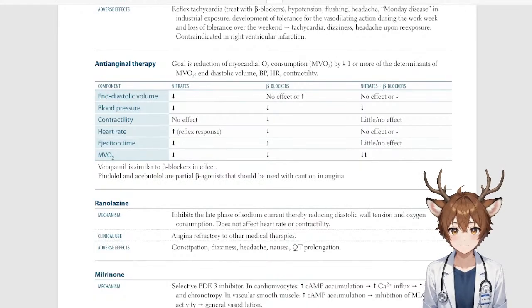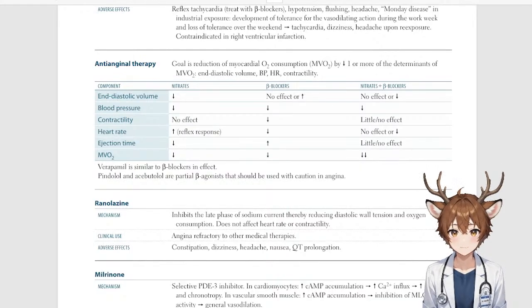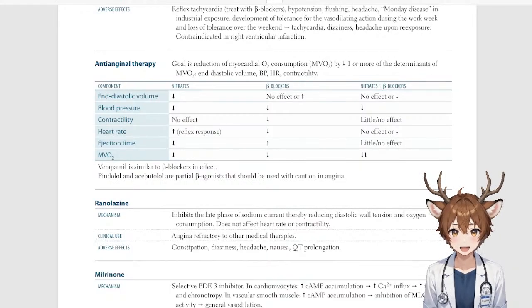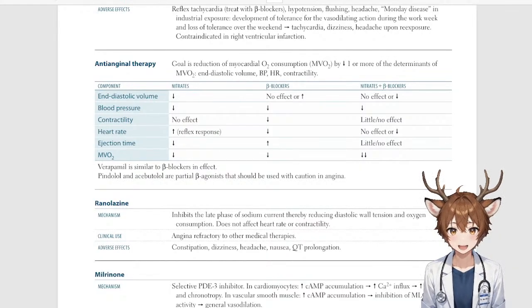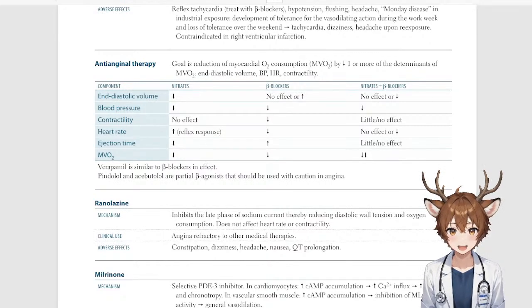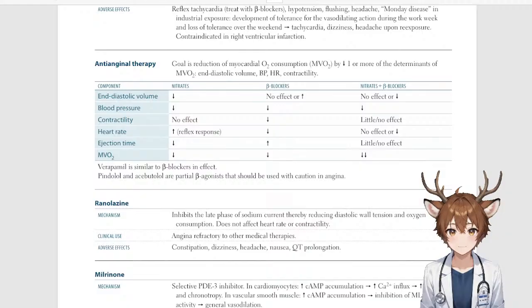What about nitrates plus beta blockers? What happens with that? Well, they have no effect or decreased end diastolic volume. They have a decreased blood pressure. They have little or no effect on the contractility. They have no effect or decreased heart rate. They have little to no effect on ejection time, but they have a significant decrease in the myocardial oxygen consumption. Okay, the MVO2.